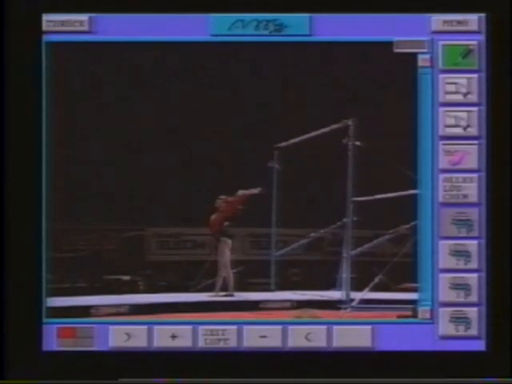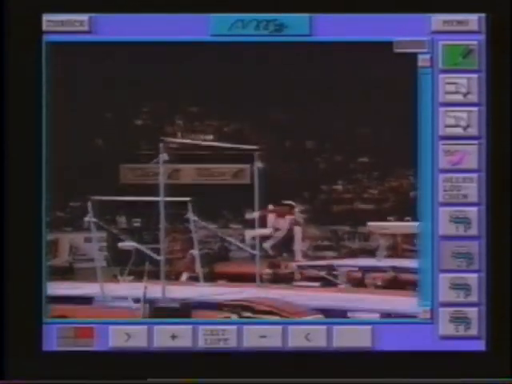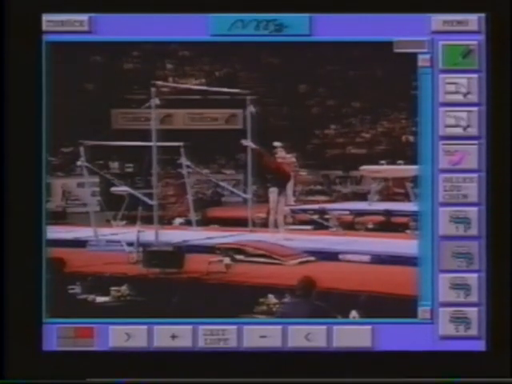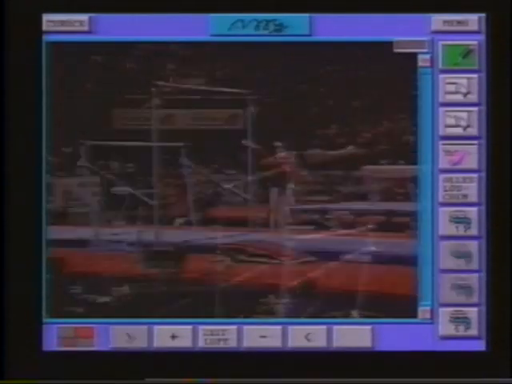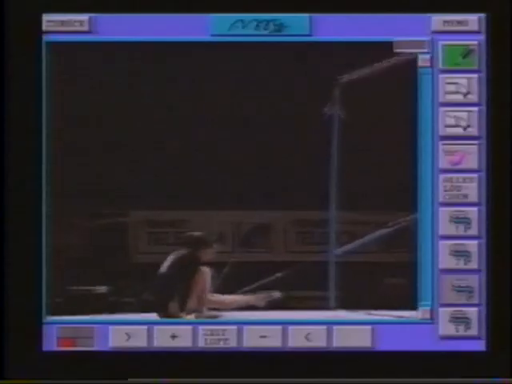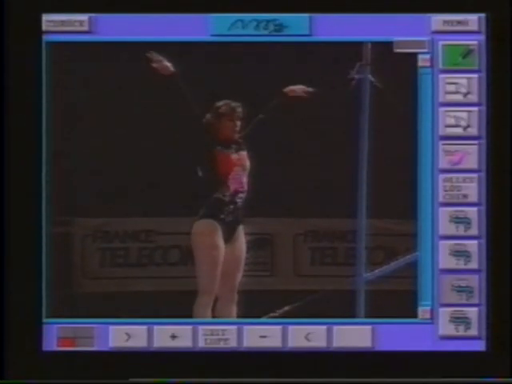Also, for the second example, bonus points for extra E. Same dismount without half turn, E, fall, minus 0.5. E remains E, no bonus points.